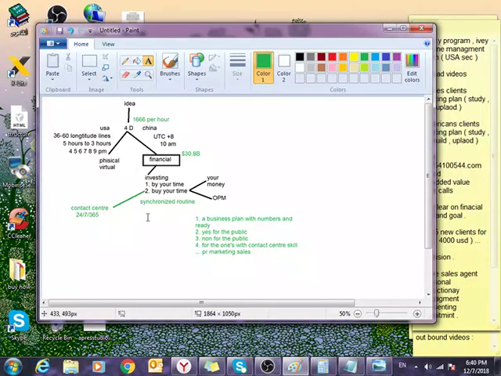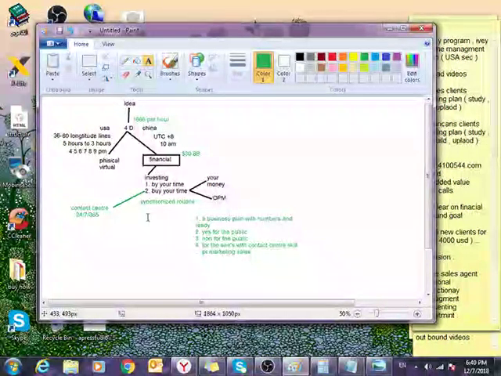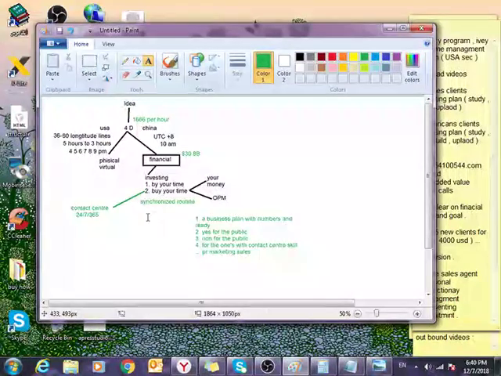Or there's something here that is not clear. There's something I didn't get. I didn't understand. There's something I didn't understand.